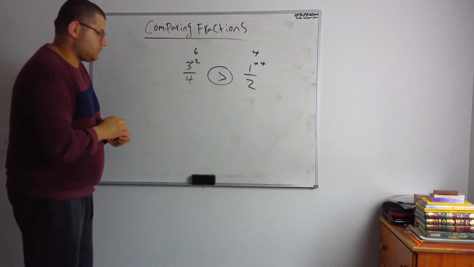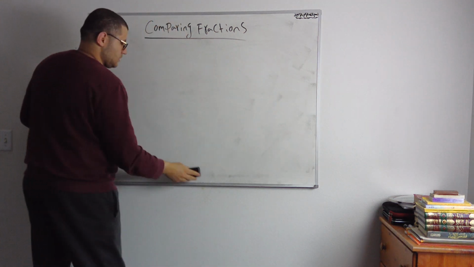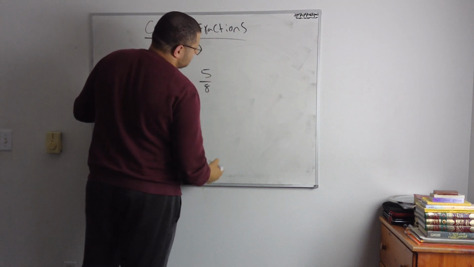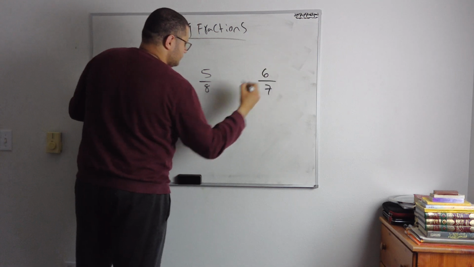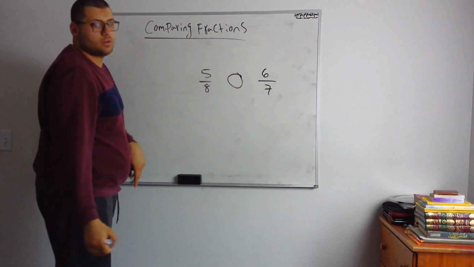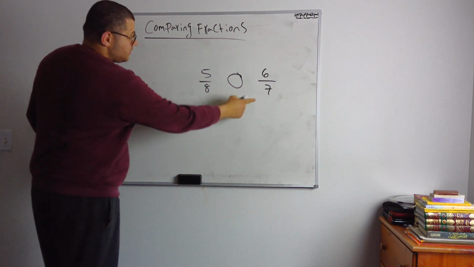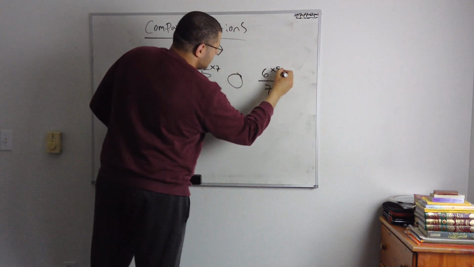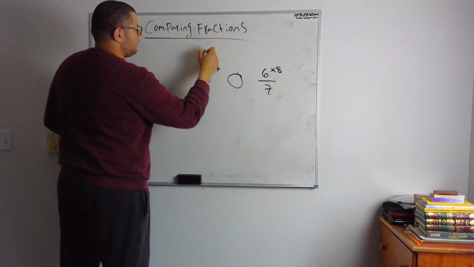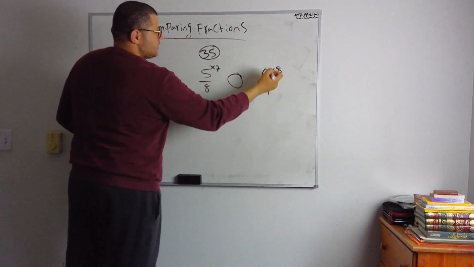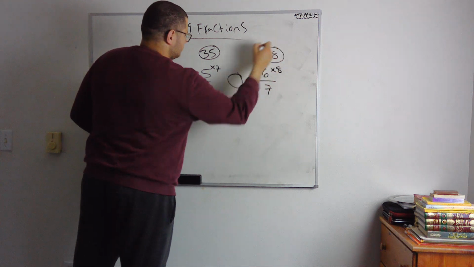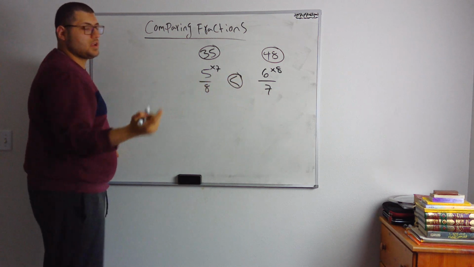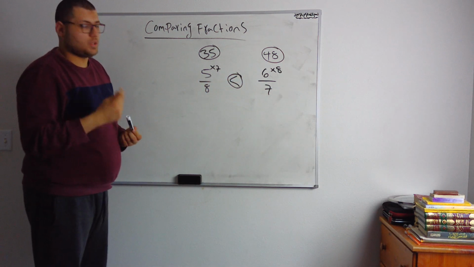Now let's have 2 more examples. Let's say we have 5 over 8, and let's say 6 over 7. How do we know which fraction is bigger than the other, or they are equal or not? Again, same trick. We're going to take the 7, multiply it here by the 5. We're going to take the 8, multiply it here by the 6. Alright, 5 times 7 is what? It's 35. Okay. 6 times 8 is 48. Oh, well. 48 is bigger than 35, so this fraction is obviously bigger than this fraction. Simple as that. Quickly do it.